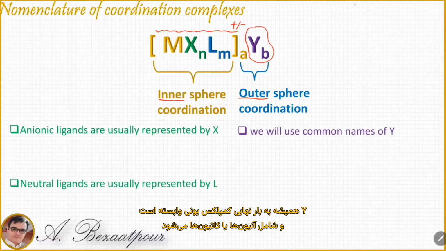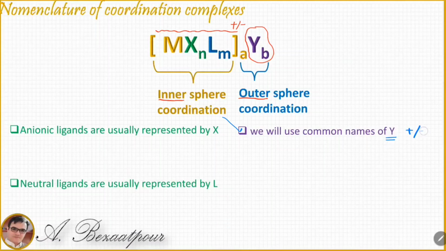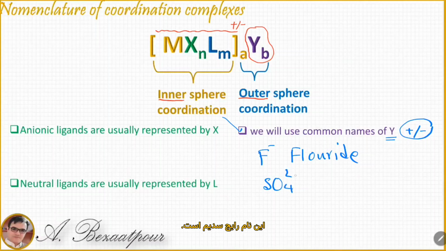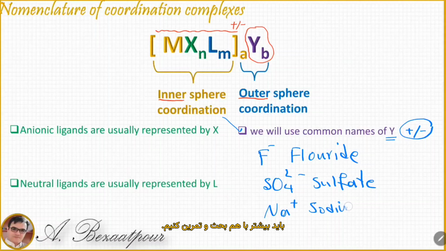Y is always dependent on the final charge of the ionic complex and includes anions or cations. And we will use common names for Y. For example, Cl minus is called chloride, or SO4 2 minus is called sulfate, or Na plus is called sodium, its common name. But for the nomenclature of X and L, we need to discuss and practice together more.